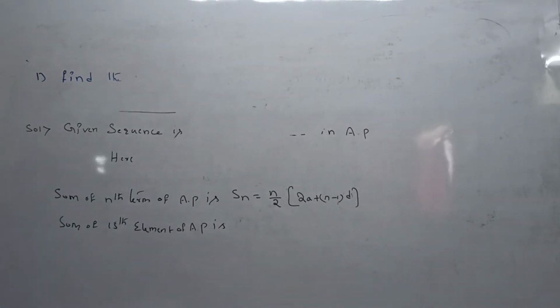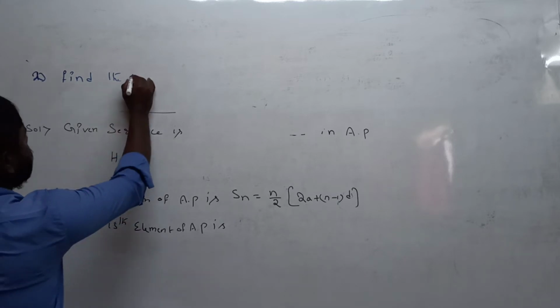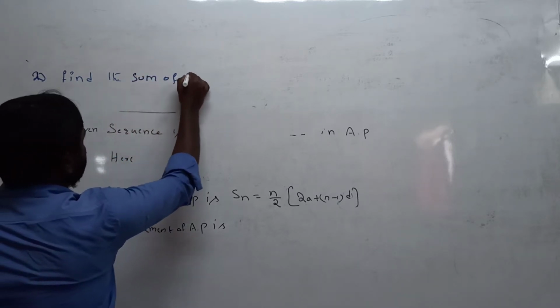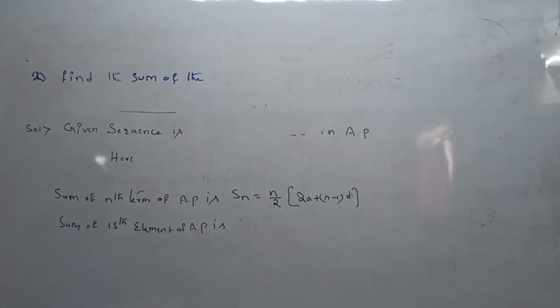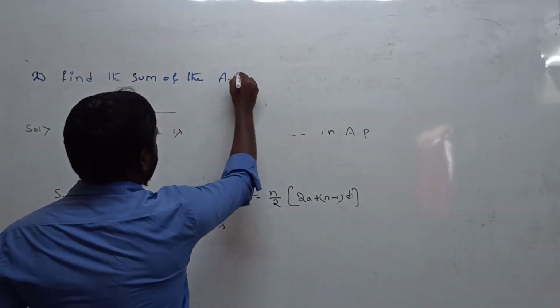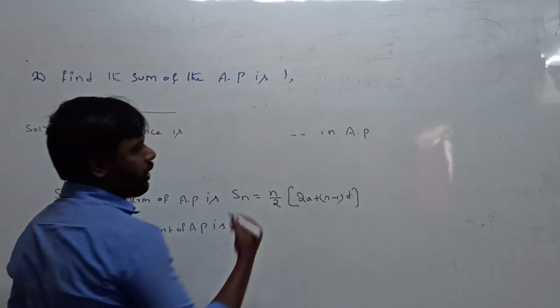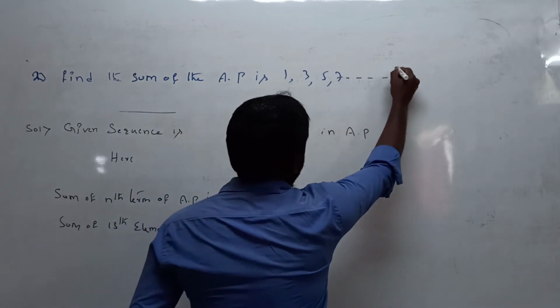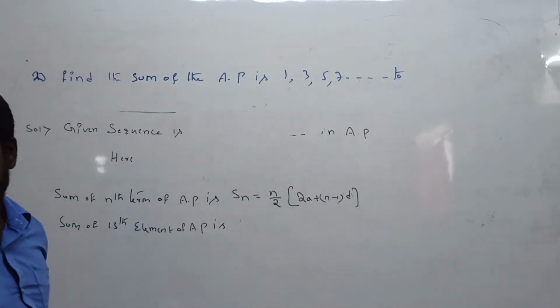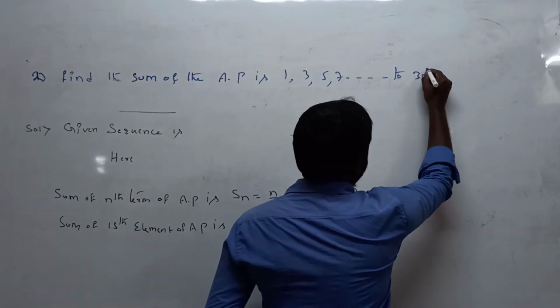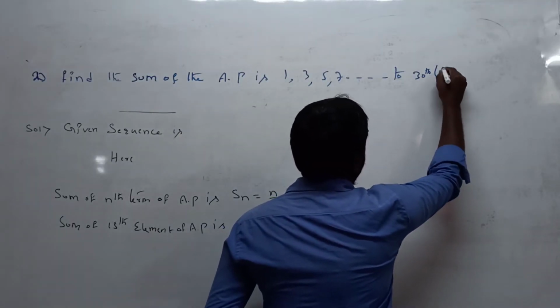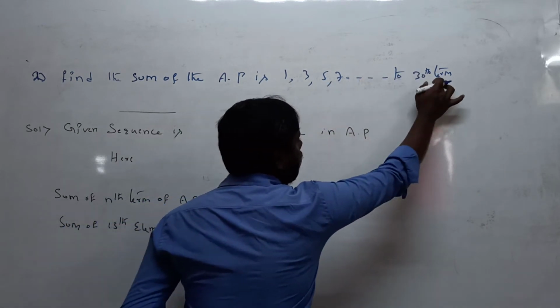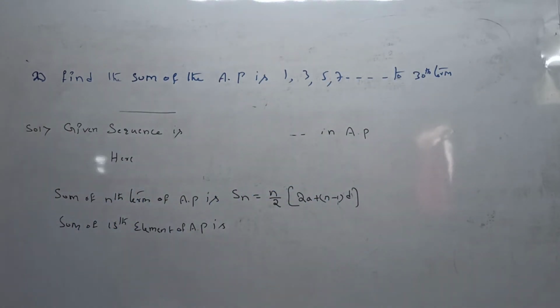See the second question. Find the sum of the arithmetic progression 1, 3, 5, 7, and so on, to 13 terms. 13 terms means what they are calculating? To calculate the sum of the 13 terms.